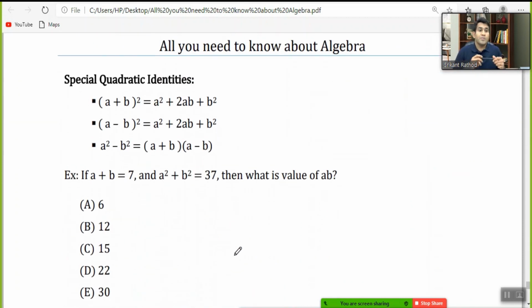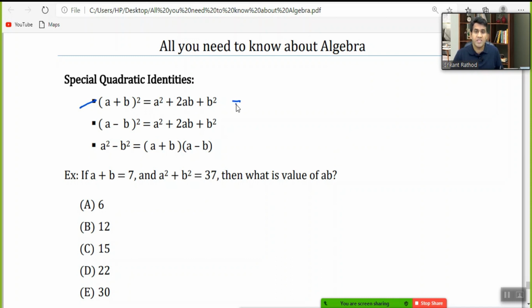Now, when we are talking about algebra and especially quadratic equations, it's important to know about some basic identities. We mention them as the special quadratic identities. Sometimes you'll get questions directly based on these identities. So what are the things we need to remember or memorize here as per the exams? The first identity is a plus b whole square. This can also be written as a square plus 2ab plus b square.